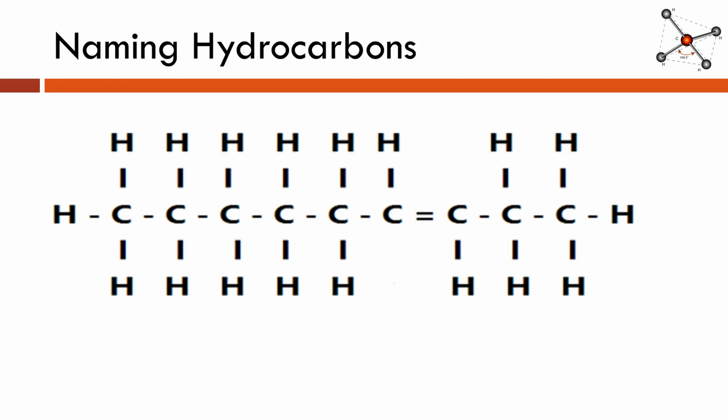Let's try this example. We're going to go through and determine the longest carbon chain. 1, 2, 3, 4, 5, 6, 7, 8, 9. So a 9 carbon chain. What prefix do I need? I need the prefix non. Based on the type of bonds present between the carbon atoms, what suffix do I need? Well, you've got a double bond present between these 2 carbon atoms. That's going to make this an alkene, so we need to end in -ene.